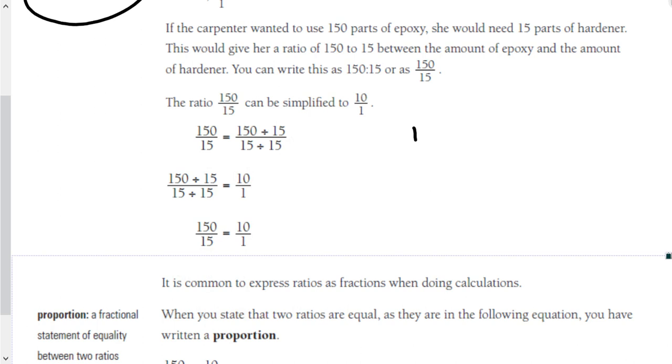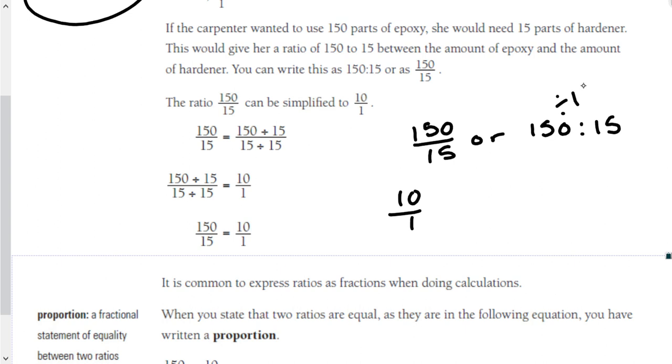So we can have 150/15 or 150 to 15, they mean the same thing, and they still need to be reduced. If I'm reducing in this side, we can see over here we just divide by the bottom number. So it's 10 to 1. And in here you would do the same thing.